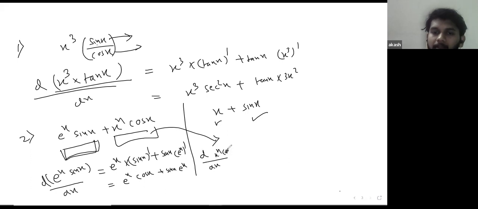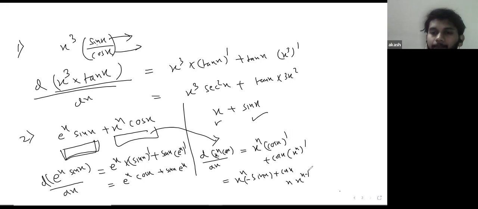x raised to the power n cos x will be x raised to the power n into differentiation of cos x plus cos x into differentiation of x raised to the power n. So here we get x raised to the power n into minus sin x plus cos x into n into x raised to the power n minus 1. All right, differentiation of that function. Now if you add this together, you'll get the answer. All right, note it down.